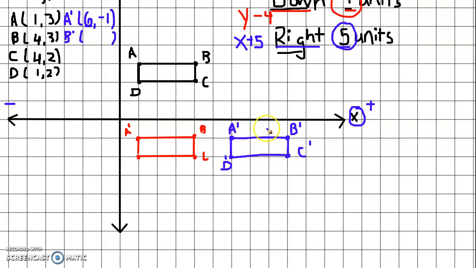Let's check B. 1, 2, 3, 4, 5, 6, 7, 8, 9, -1. Well, we know if this was 3 and we subtracted 4, we're going to get -1 again. And what's 4 plus 5? 9. We know that we're doing this.